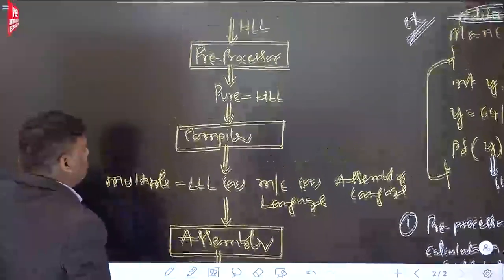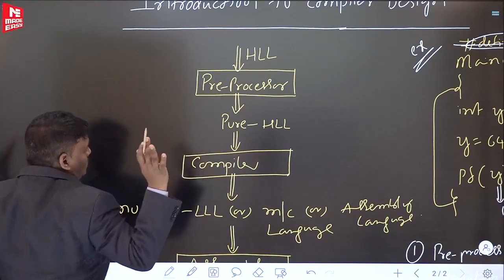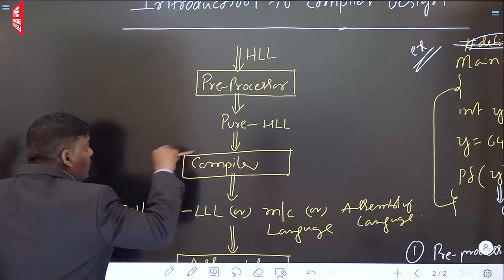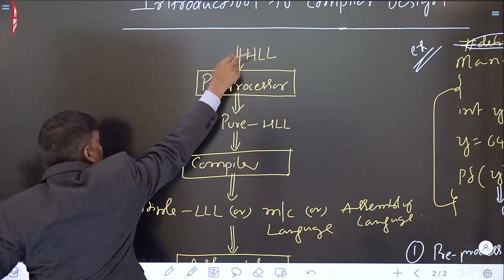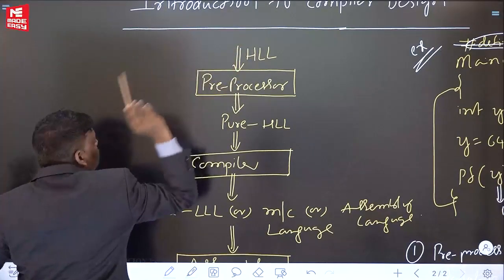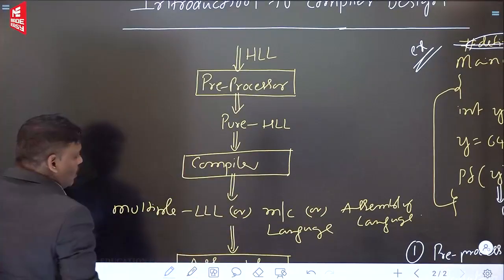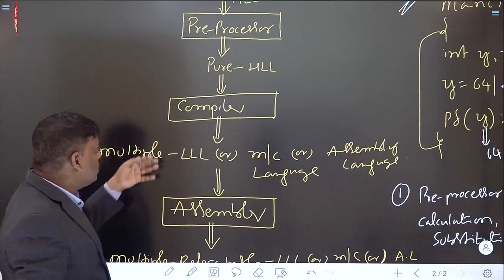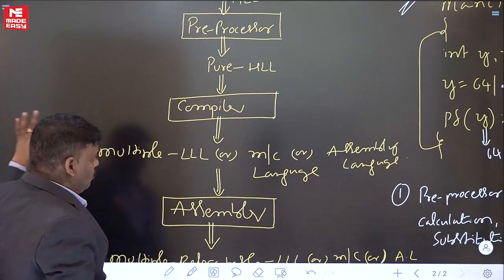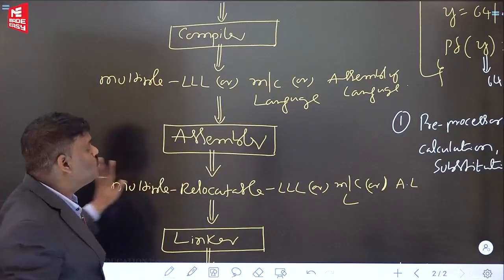Please be careful. Here also, multiple pure high-level language files. A project internally contains so many files. I have a project in high-level language, which internally contains so many files. After compilation, what is the answer? You will get low-level language files, but multiple, because that project contains so many files. Those are sent to the assembler, and you will get multiple relocatable low-level language files.